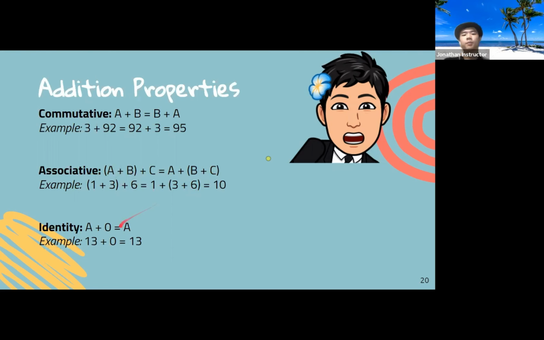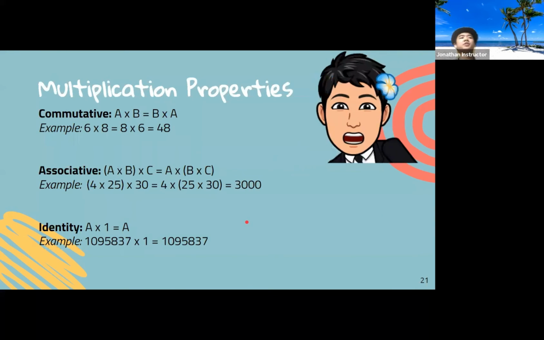And then the identity property. Some of you might not have heard of this, but it's really, really easy, really intuitive. I have any number, no matter what: A plus 0 is equal to A. So the identity property states that if you add any number to 0, it's always going to equal that number. For example, 13 plus 0 is 13. Really, really simple stuff. Okay, so how about multiplication?